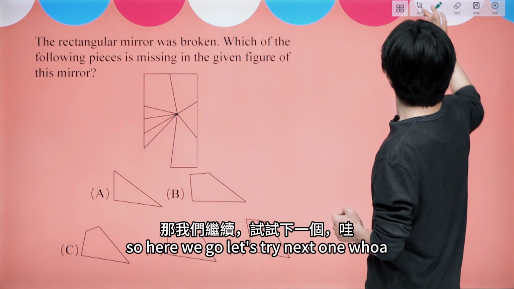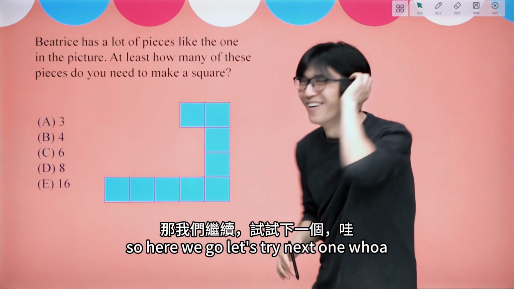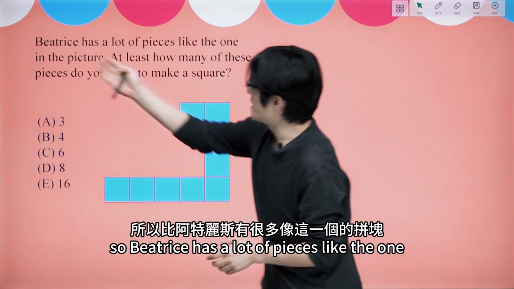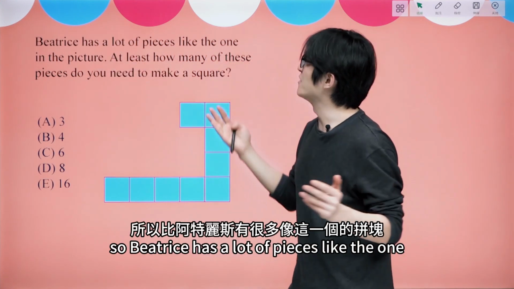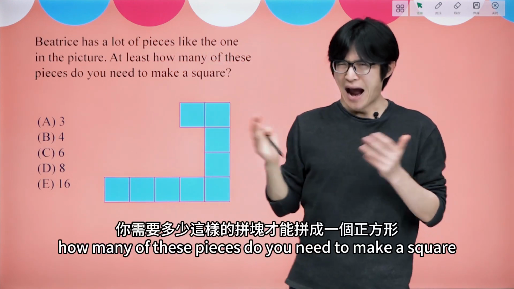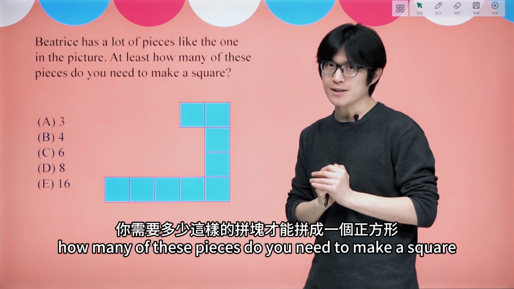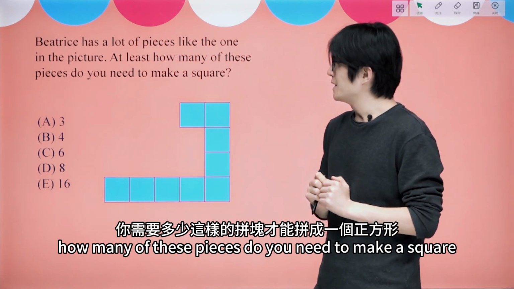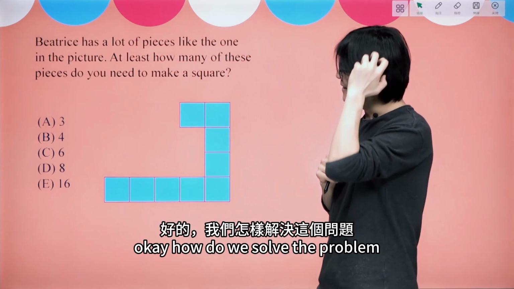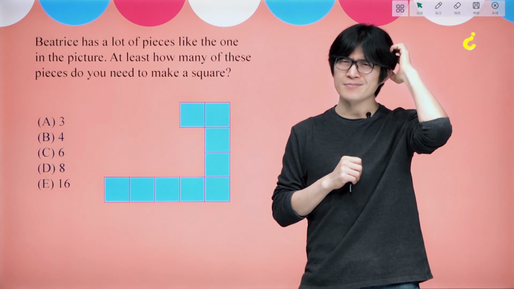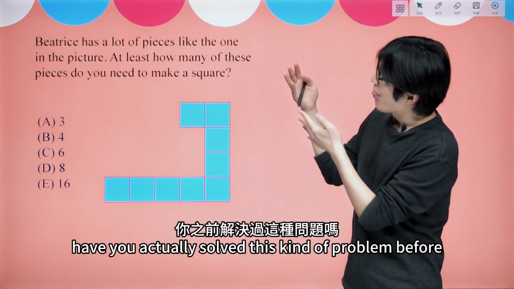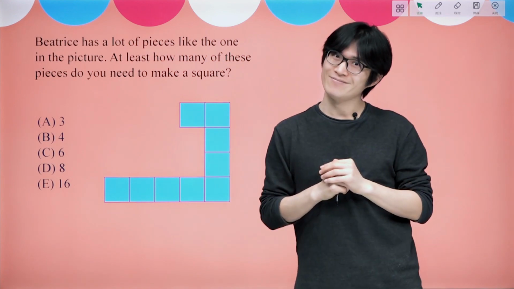So here we go. Let's try the next one. Whoa! It looks like this is a bigger puzzle, okay? So Beatrice has a lot of pieces like the one in the picture. At least how many of these pieces do you need to make a square? Okay, how do we solve the problem? What is your approach? Have you actually solved this kind of problem before?